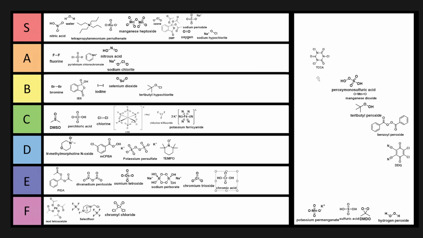I also had potassium dichromate, but I believe I forgot to include that in here. So if I was to rank potassium dichromate, because it's a nice orange salt, it's a little bit easier to handle than the other forms of chromium, I think potassium dichromate goes in the C tier.